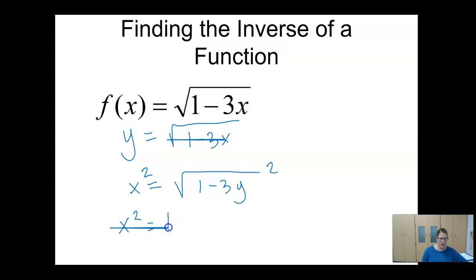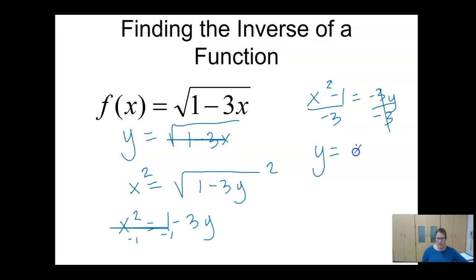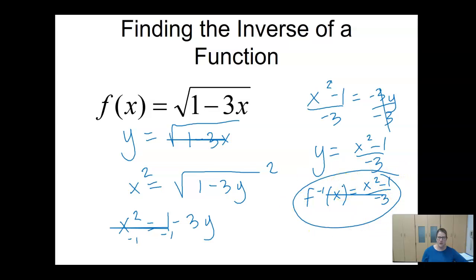So x squared equals 1 minus 3y. Subtract 1 from both sides. So x squared minus 1 equals negative 3y. And then just divide by negative 3. So y equals x squared minus 1 over negative 3. And that is my inverse function because now y is all by itself on one side again. So there's my inverse function.